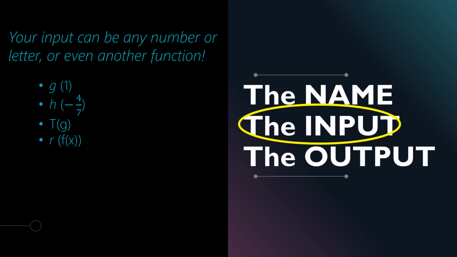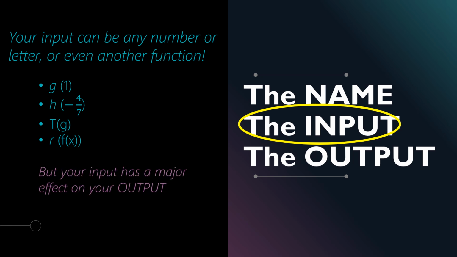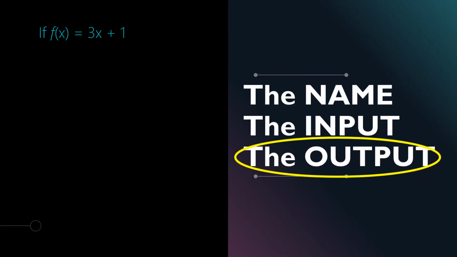And here's a really crazy one. We have a function named r, and inside r, we're going to input another function. We're going to input the function f of x. So guys, it depends what you input, what your output is going to be. And so that's the third part of a function. So let's look at the output.